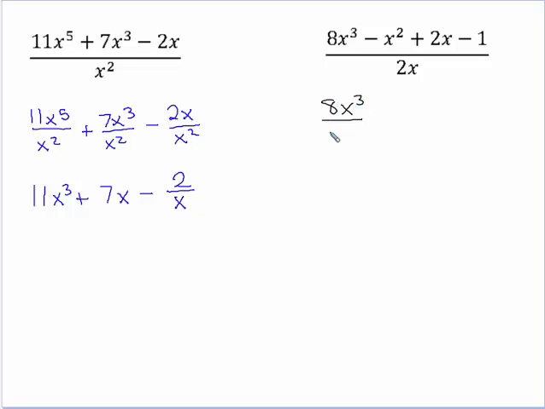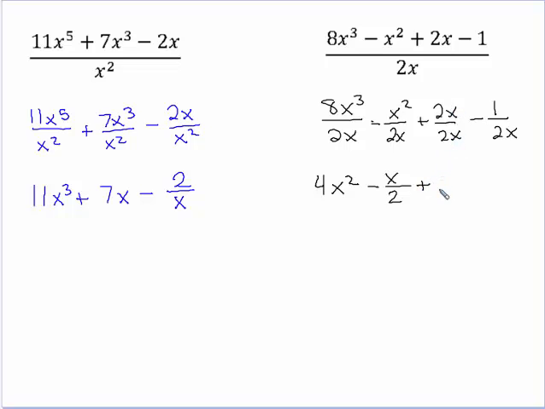8x to the 3rd divided by 2x, minus x squared divided by 2x, plus 2x divided by 2x, minus 1 divided by 2x. 8 divided by 2 is 4. 3 minus 1 is 2. I have a 2 in the denominator and nothing in the numerator, so my 2 will stay in the denominator. 2 minus 1 is 1. 2x divided by 2x is 1, and then 1 does not divide by 2x, so I'll leave it as a fraction.